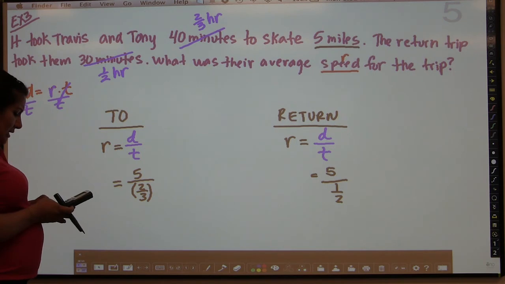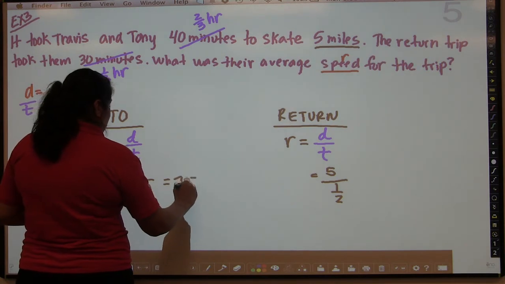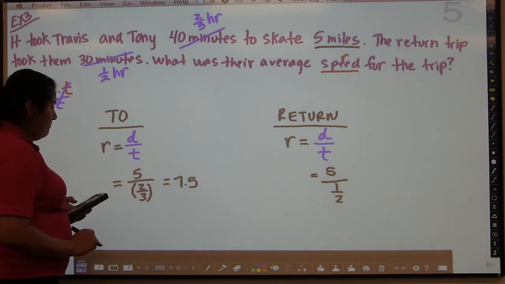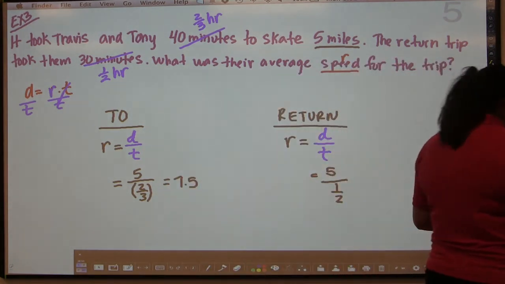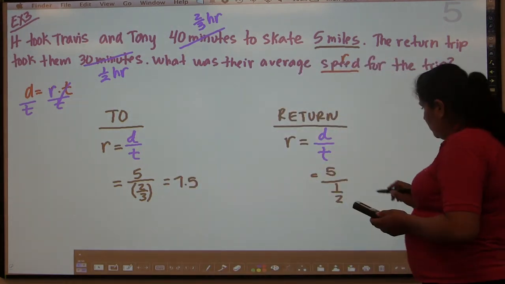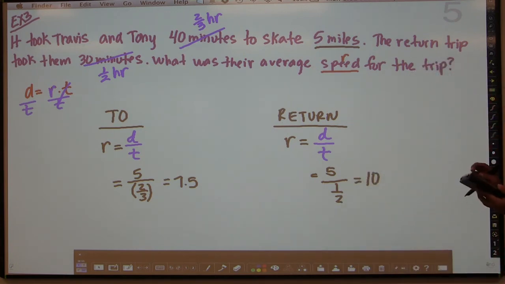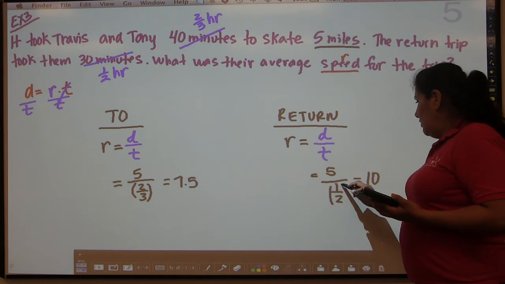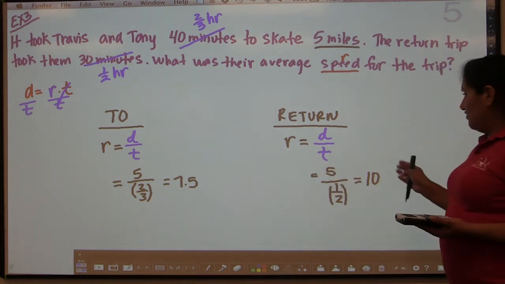So I'm going to put a parenthesis, 2 divided by 3, close parenthesis, and then I get 7.5. That is my rate, 7.5 miles per hour. Over here, do the same thing. I'll take 5 divided by parenthesis, 1 divided by 2, close parenthesis, and you get 10. All right, so if you try that whole parenthesis thing and you didn't get 10 or 7.5, then you didn't put it in the calculator right. But those are the answers that you should get.